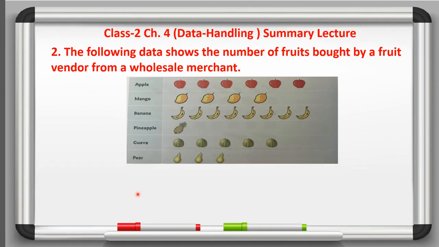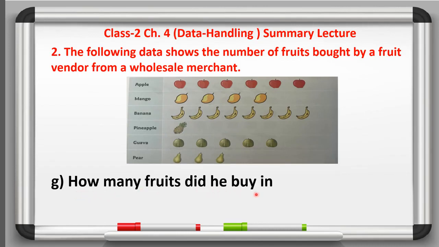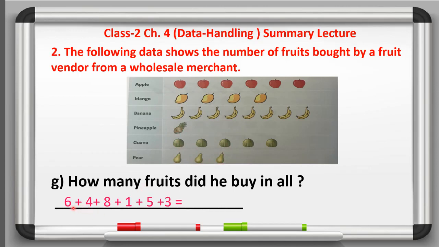Understood? G part, it is given how many fruits did he buy in all. Now beta, how many fruits did he buy in all means we have to find out the total number of fruits. So first we will count the number of apples. 1, 2, 3, 4, 5, 6. 6 apples, then 4 mangoes, then 8 bananas, then 1 pineapple, then 5 guavas and then 3 pears. So we will add all these. So here we will write 6 plus 4 plus 8 plus 1 plus 5 plus 3.